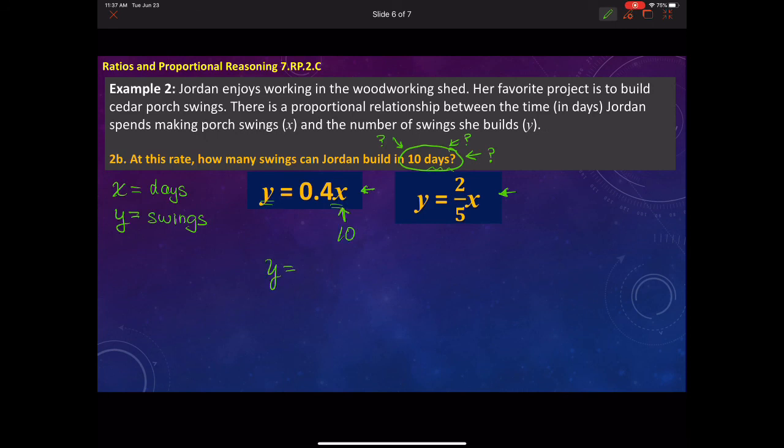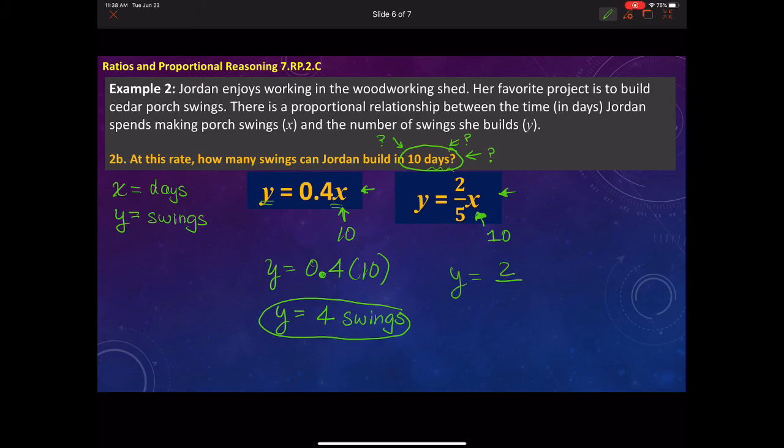So we're going to solve this. 0.4 times 10. There you go. And then just use your calculator, just write out the math here. 0.4 times 10 is going to be 4 swings. And it doesn't matter how you do it. We could put the number 10 in that x and we should get the same exact thing.